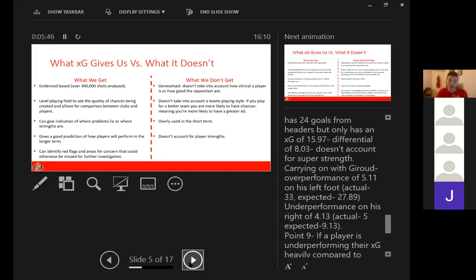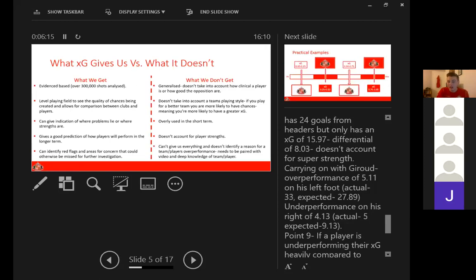It can identify areas for concern that would otherwise be missed. So an example of that would be if a player's massively underperformed their XG, then you can pick that up, which you maybe wouldn't be able to from other factors such as shots on target or shots off target. So that allows you to then investigate what's causing that. It might be something psychological, it might be that it's not on their strong side.